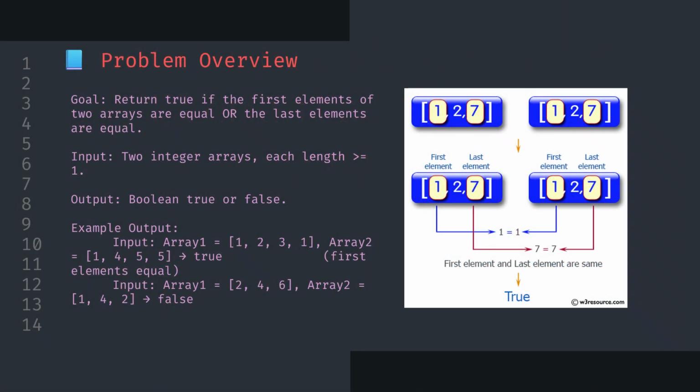Here's the problem in plain English. Given two arrays, both are at least length 1. We then check if either the first elements are the same or the last elements are the same. Because the arrays are guaranteed non-empty, we can safely index them. This check returns a boolean and runs in constant time, big O(1). It is a great first exercise for learning safe indexing and compact conditional logic in C#.